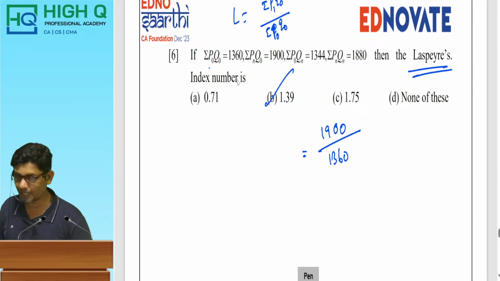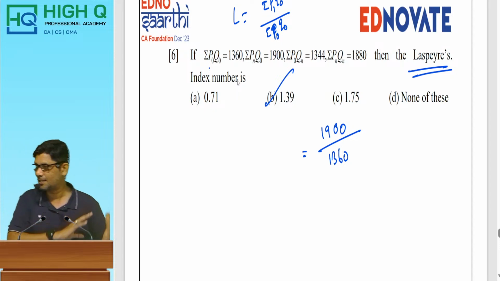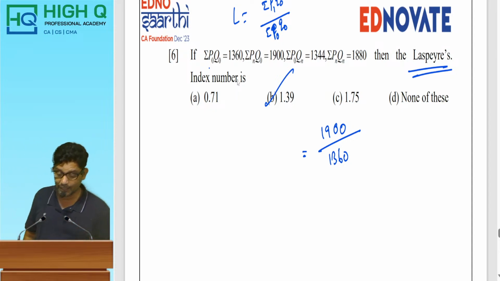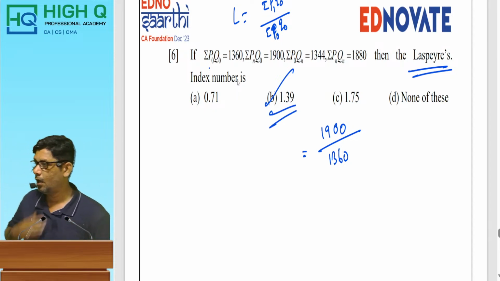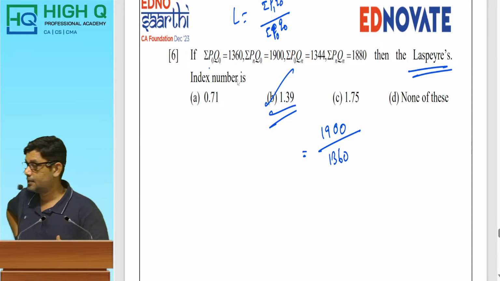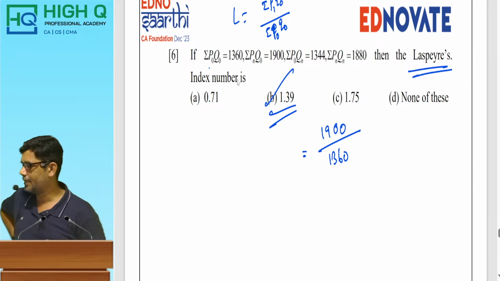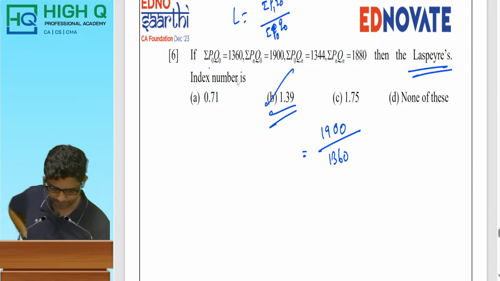I always used to tell you one thing, my dear. 100 is not mandatory. We convert it into percentage; that is the reason. The actual index number is 1.39. But to convert it into percentage, we multiply by 100. Otherwise, it is not needed.